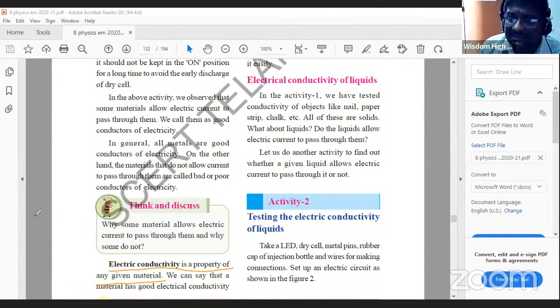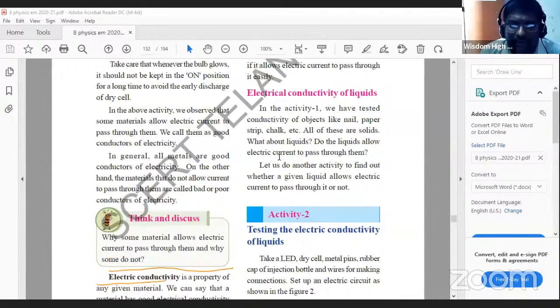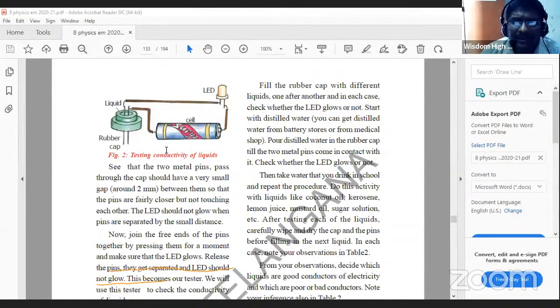Battery. Next, what is that? LED bulb. Electric bulb, LED bulb we used. Electrical wires, switch we used. What is the advantage of a switch for opening the circuit and closing the circuit? Okay. So now we can discuss the electrical conductivity of liquids in place of solids. Now we can use liquids. Very simple. Here, what do we have to use?